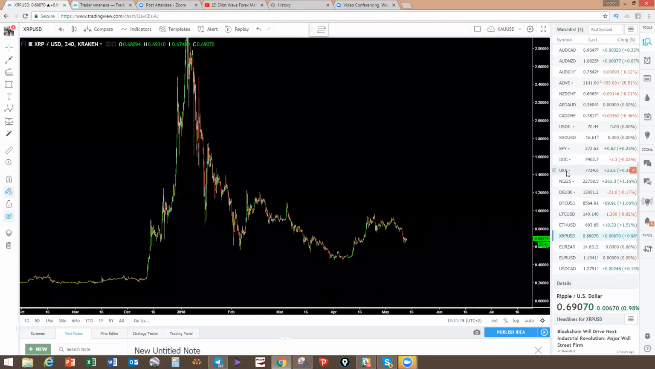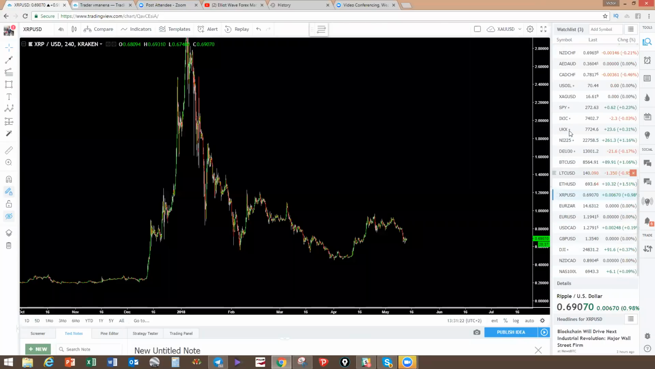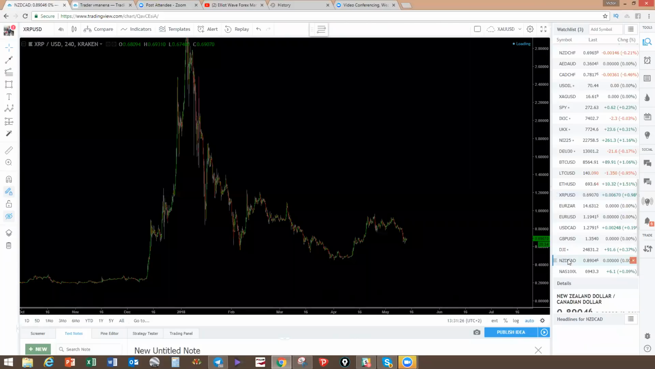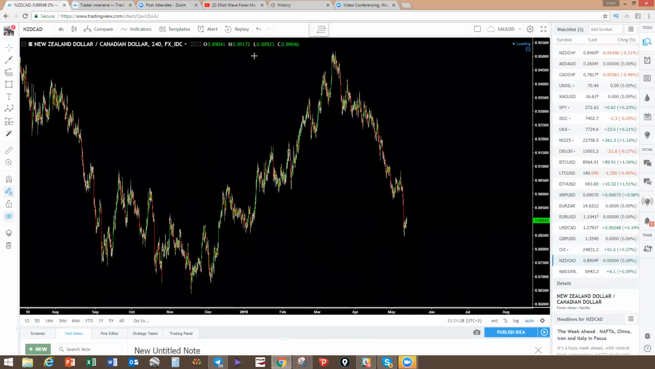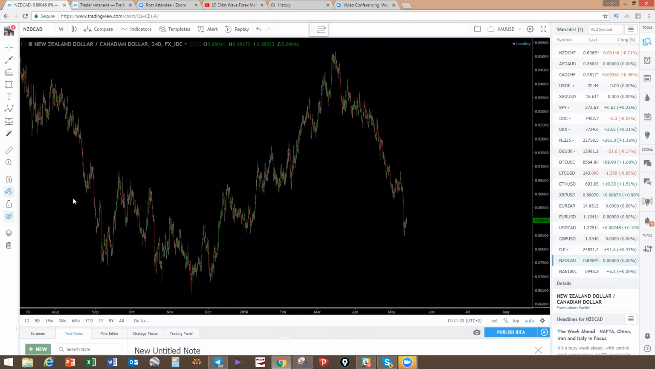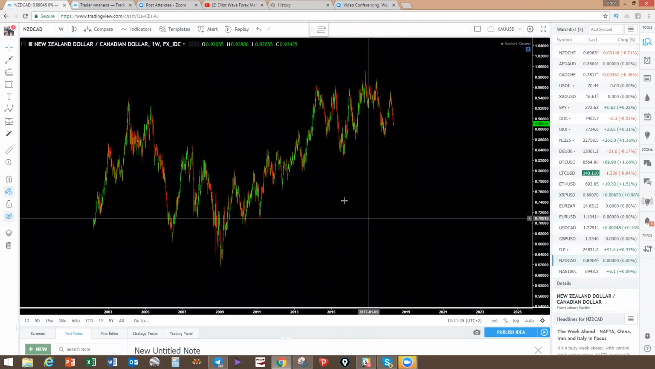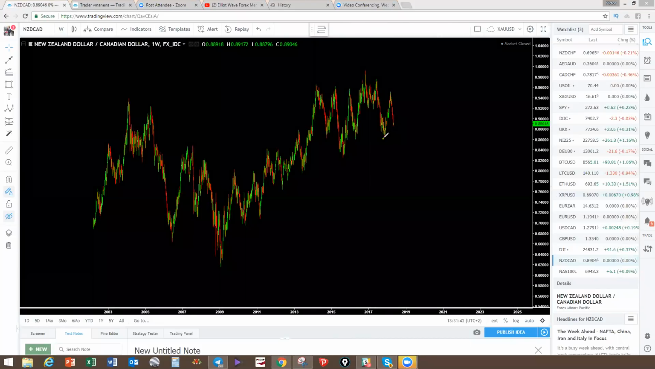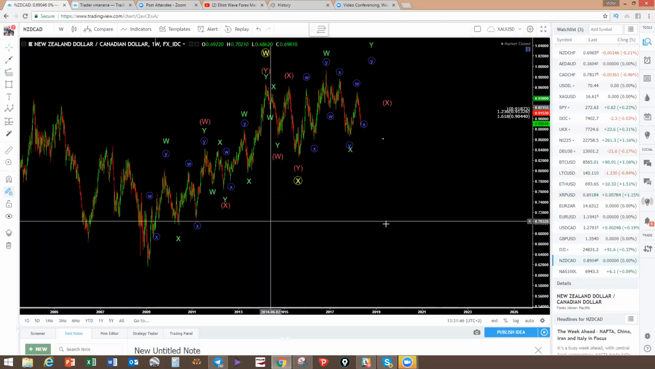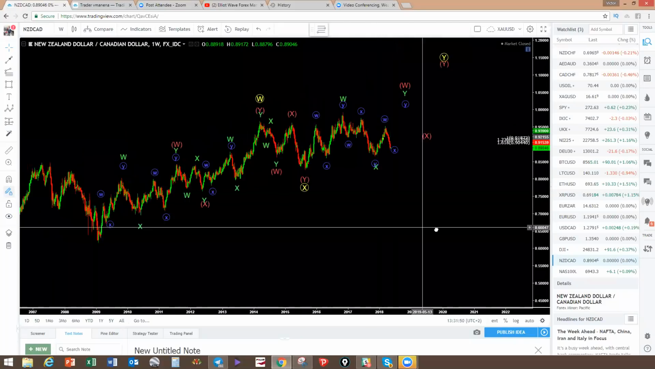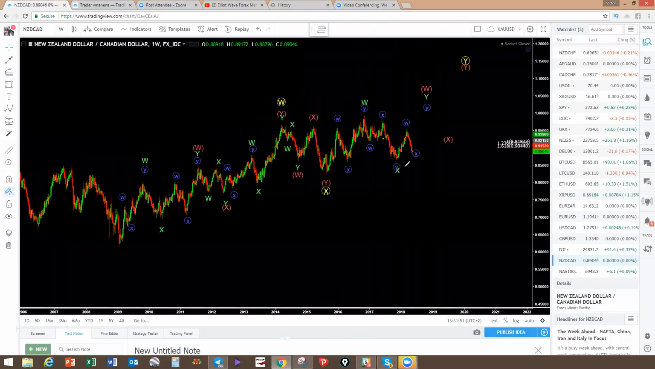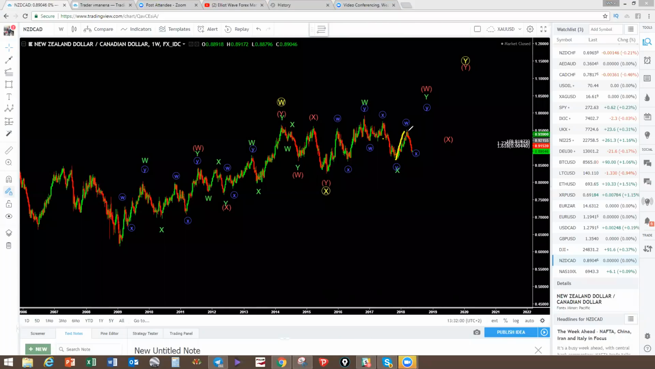Let's look at New Zealand CAD. Daily, rather weekly. Let's look at weekly on New Zealand CAD. Okay, so New Zealand CAD, we had started this new move here. Let me show the labeling here. May look very complex for some. Right, so this move that we started here on New Zealand CAD is this move up. We've got this down here. The move that we have started here is this one. That is the move that we're currently in.